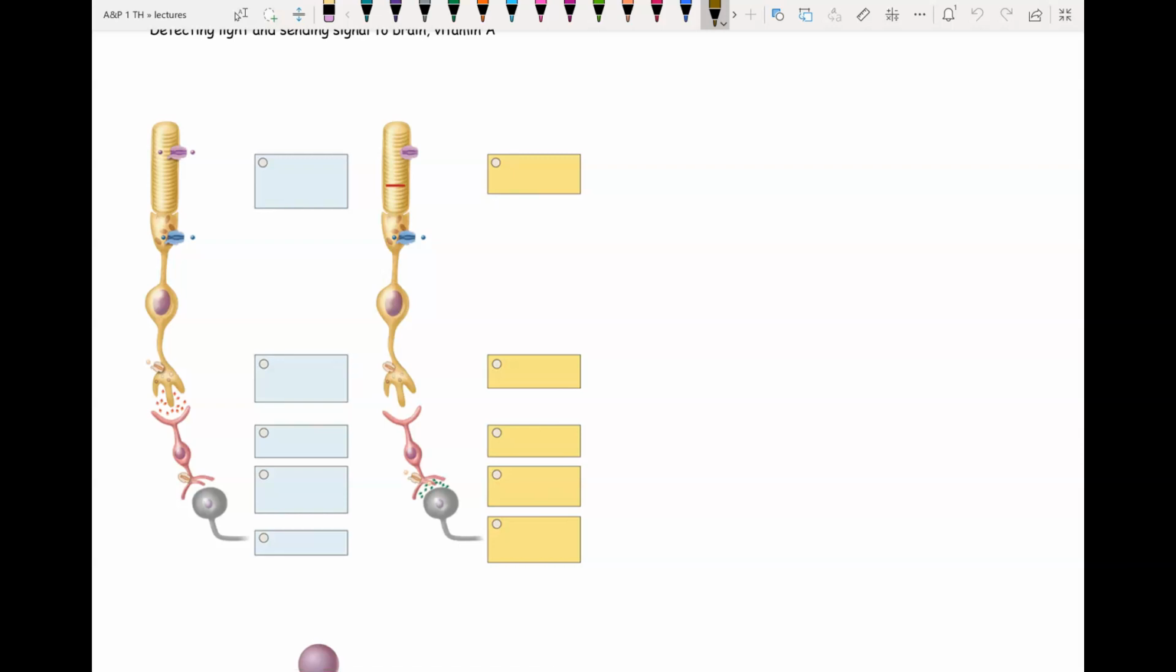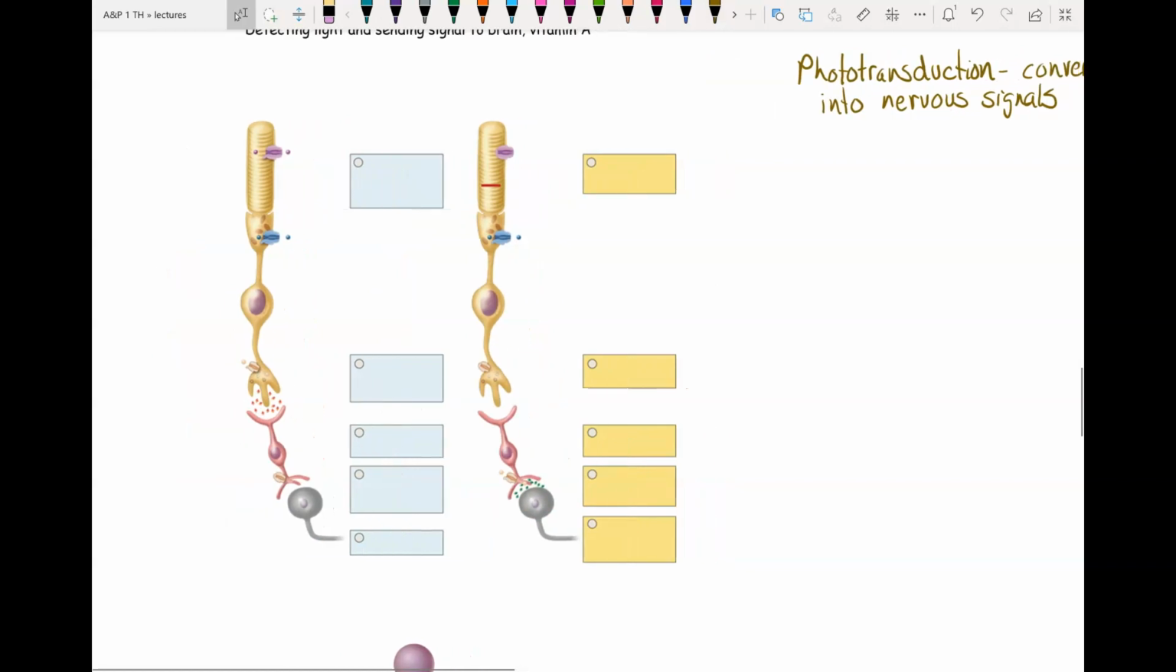Now we're going to look at the process of phototransduction. This is how your eyes turn light rays into signals to your brain. So we have here a photoreceptor. The yellow thing in this picture is our photoreceptor.